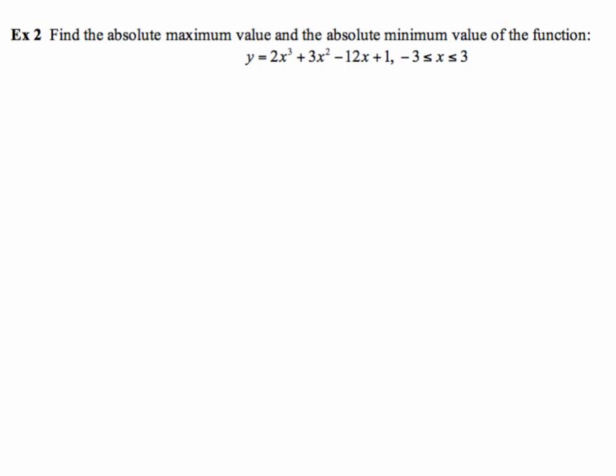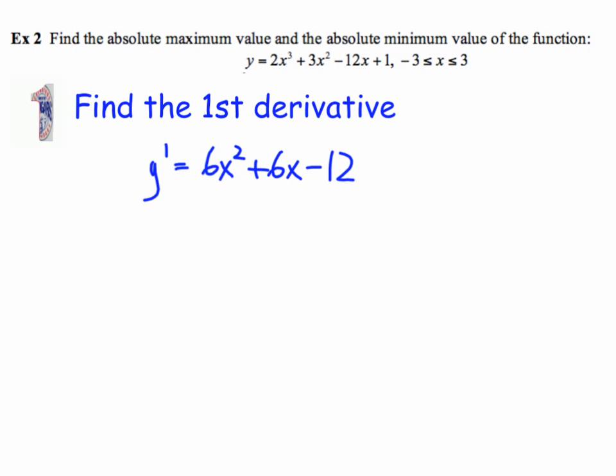So to find the absolute maximum value and the absolute minimum value of this cubic equation, with the endpoints -3 to 3, so we're only looking in that range of x values, the domain from -3 to 3. First thing we're going to do is take the derivative of y. So taking the derivative, y prime becomes 6x squared plus 6x minus 12.